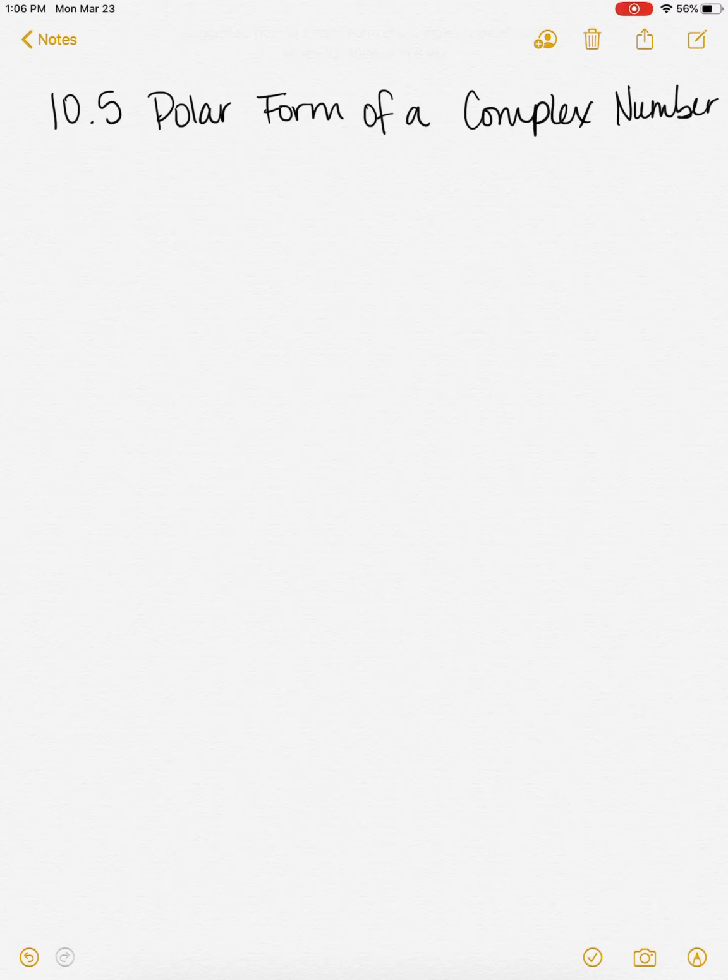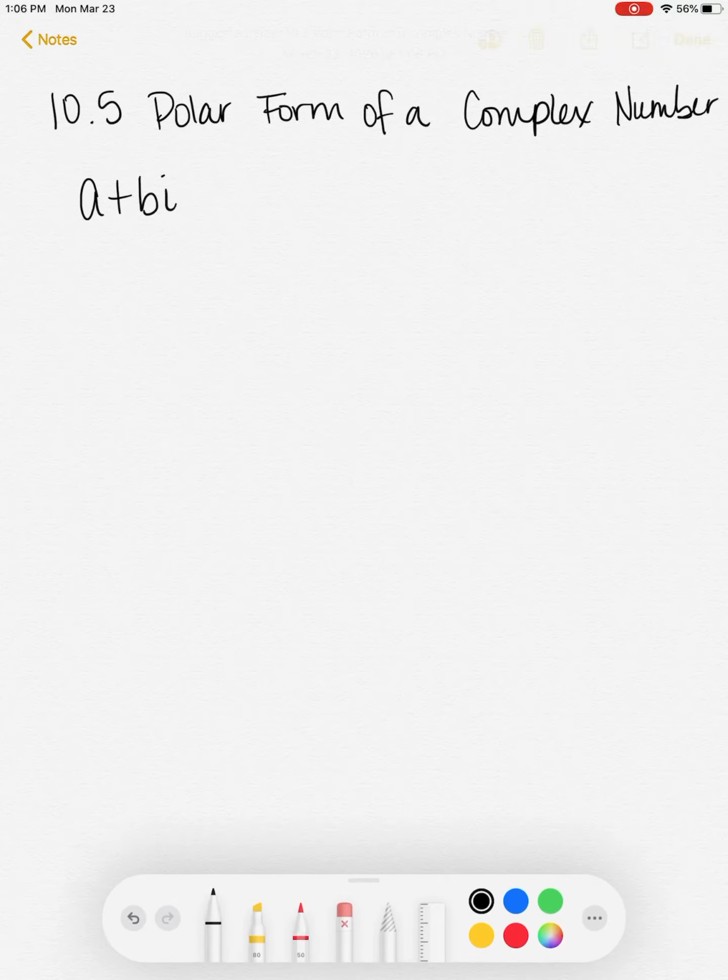recall what a complex number is. We talked about it in college algebra. A complex number is a number that has the form a plus bi. And in this case, a is going to be a real component, meaning a number in the real number system. And the bi will be the imaginary component.